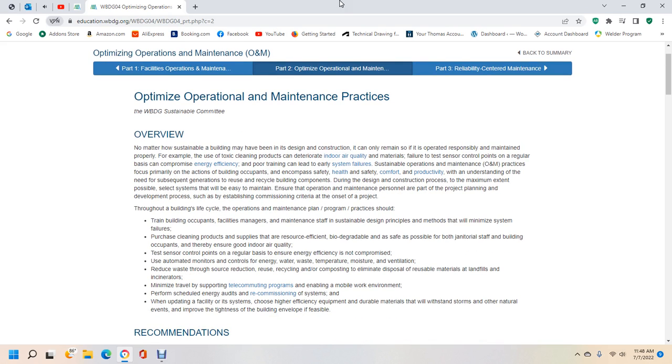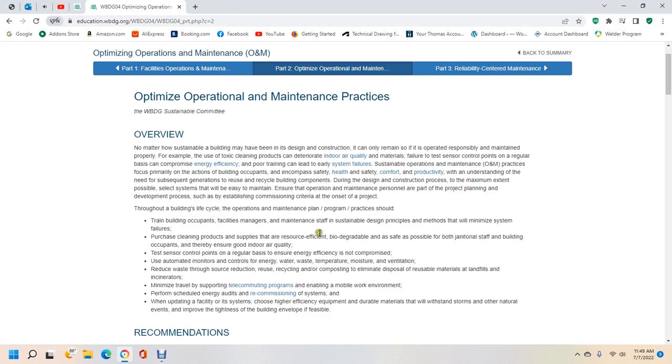Throughout the building life cycle, the operation and maintenance programs and practices ensure training of building occupants, the facility manager, and the maintenance staff in the sustainable design principles to minimize system failure. Purchase cleaning products and system supplies that restore efficiency and are biodegradable and as safe as possible for both the janitorial staff and the building occupants, thereby ensuring good indoor air quality. Test the control points on a regular basis to ensure energy efficiency, with automated monitors controlling the energy, wastewater, temperature, moisture, and ventilation.